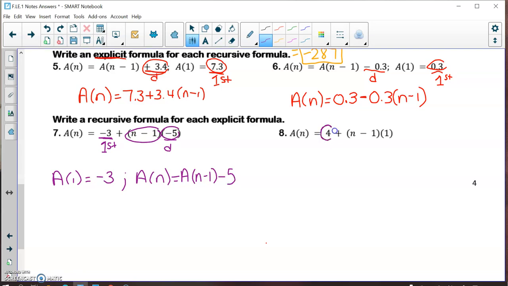In number 8, my first term is 4. My common difference is 1. Again, that 1 could have been written in front of the n minus 1. That means the same thing. Writing the recursive formula, we would write A of 1 is equal to 4, semicolon, A of n is equal to A of n minus 1 plus your common difference, which is 1.